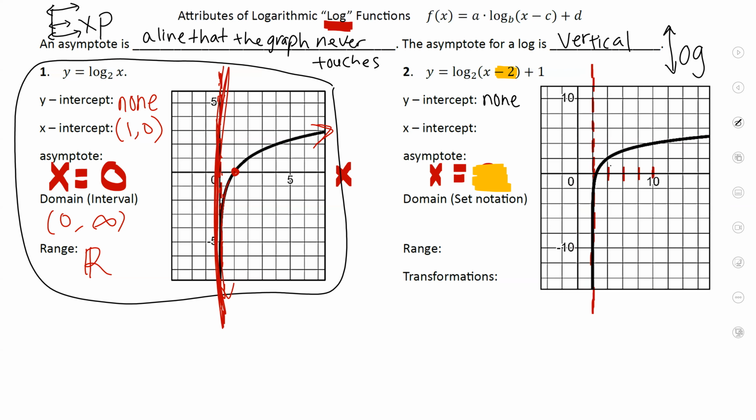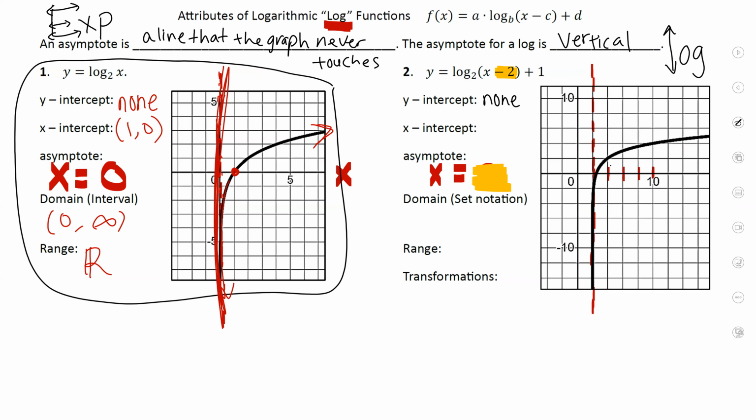All right, let's try number 6. You guys notice there's a negative in the front this time? Let's see if it affects your domain and range. Okay, so I have a negative in the front. What does that do? Yep, it reflects over the x-axis.